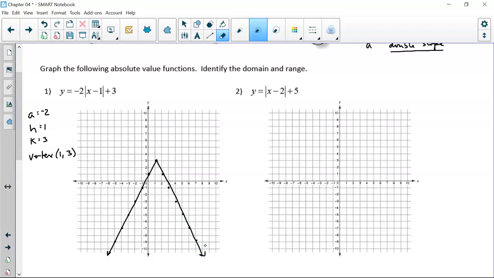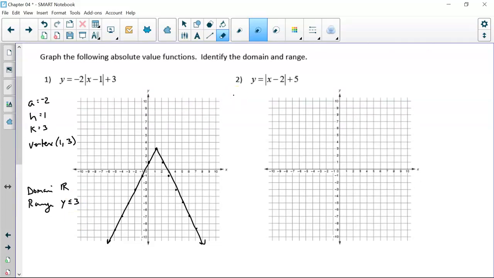Now, because we want to keep it fresh, our domain and range. Domain, it's all real numbers. Our range, y is less than or equal to 3.